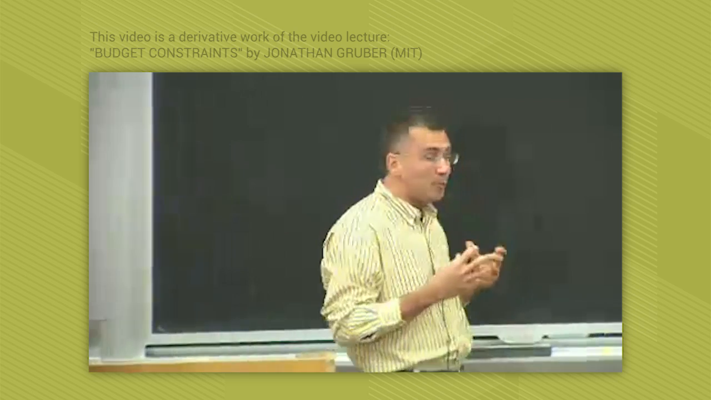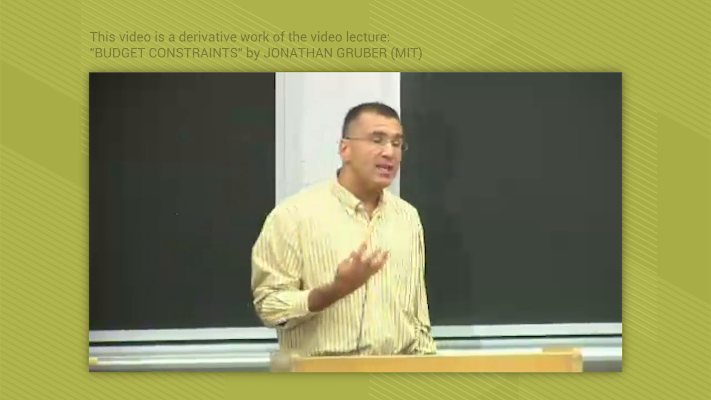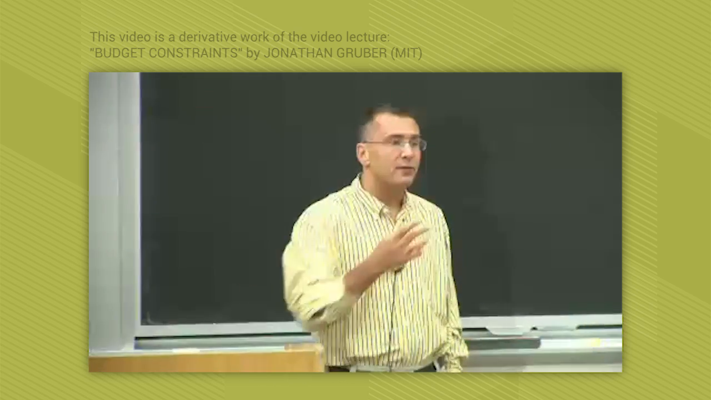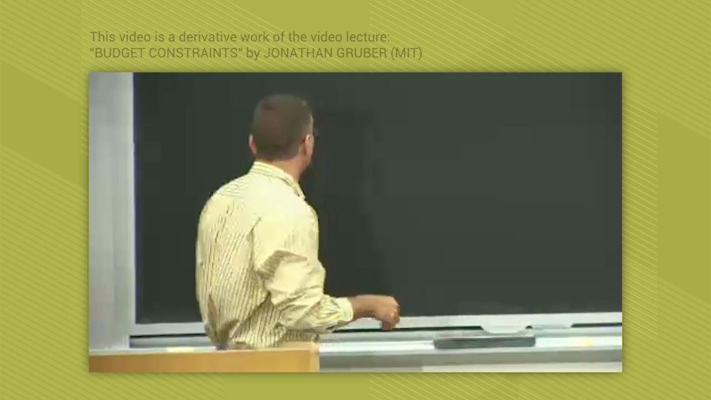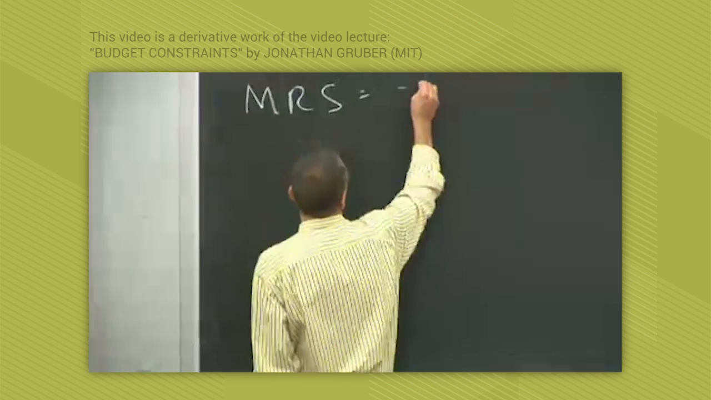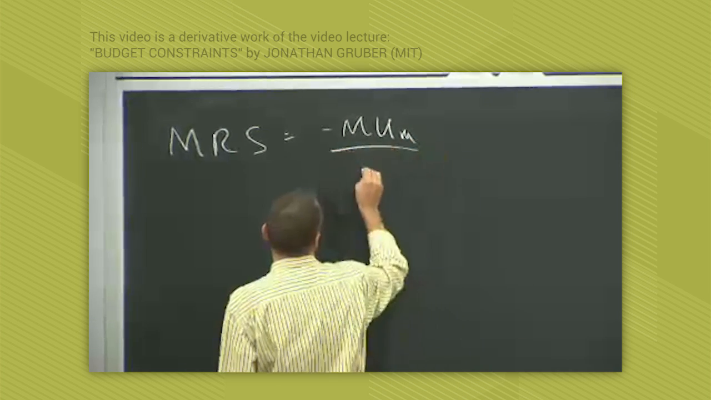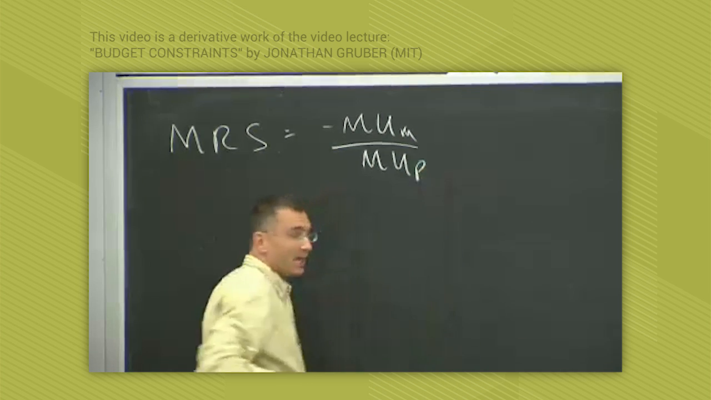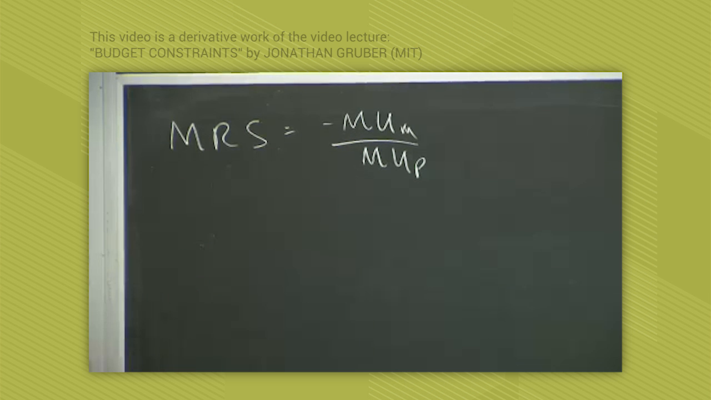Let's talk about what it means that these slopes are equal. Remember, does anyone remember what the slope of the indifference curve is? What do we call the slope of the indifference curve? Yeah? MRS. The MRS. So the slope of the indifference curve is the marginal rate of substitution. In particular, it's the negative of the marginal utility of movies over the marginal utility of pizza. Remember, it's the negative of the marginal utility of the x-axis over the marginal utility of the y-axis.